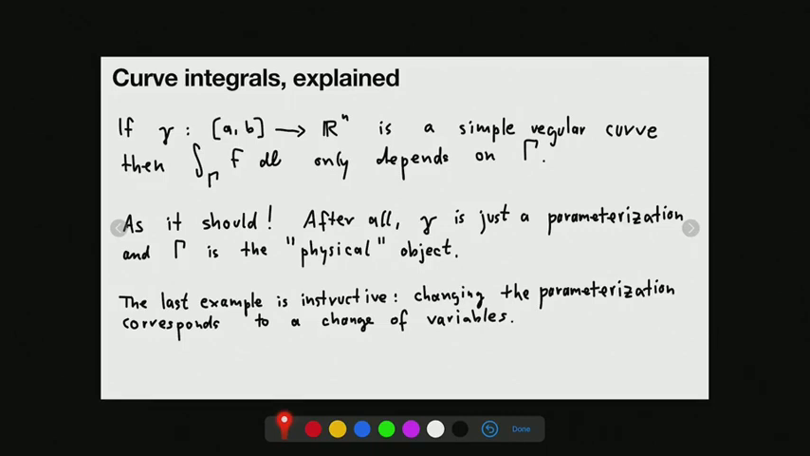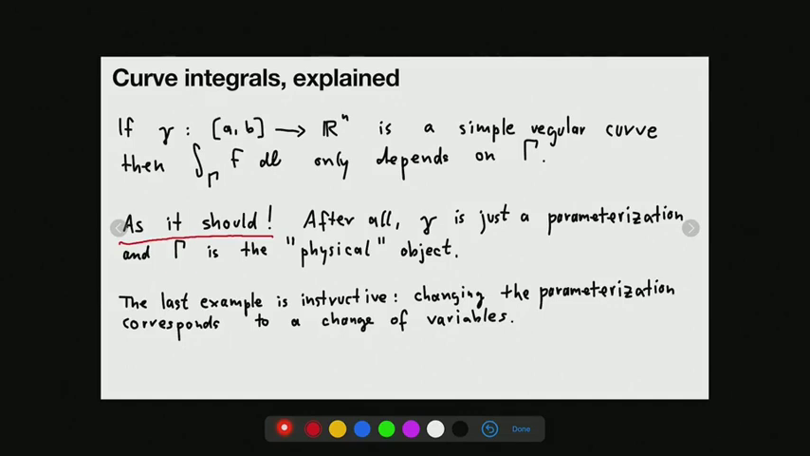So if gamma goes from the interval from a to b to R^n, if you've got such a curve, if that curve is simple and regular, then the curve integral along the geometric object gamma only depends on the geometric object itself. It does not depend on the parameterization. And arguably, that's exactly what should be done. That's exactly what we want.